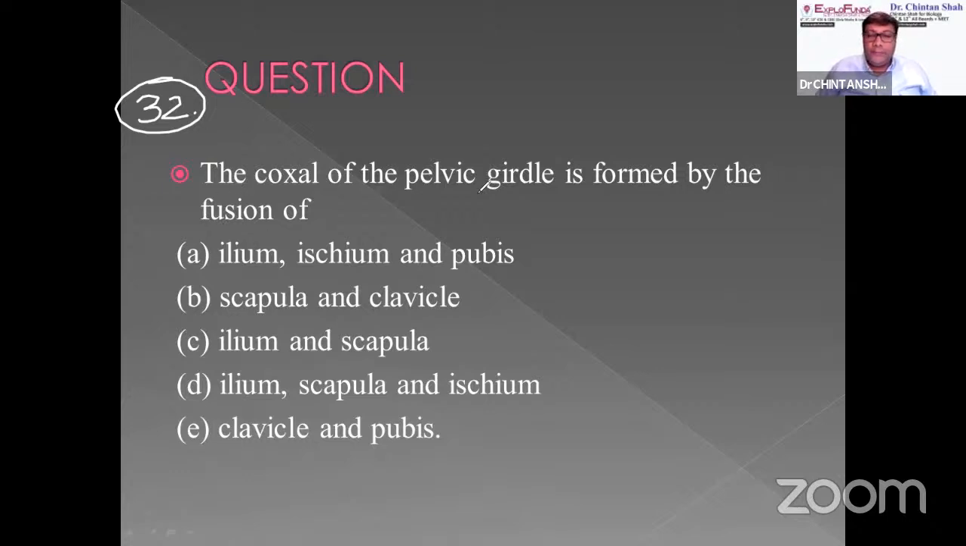So the coxal bone of the pelvic girdle is formed by the fusion of what? Yes, Damya, can you tell me something? Yes, it's the ilium, ischium, and pubis. Perfectly fine. Yes, anybody else? There are two people over here. One is Damya, and I don't know who the other one is.